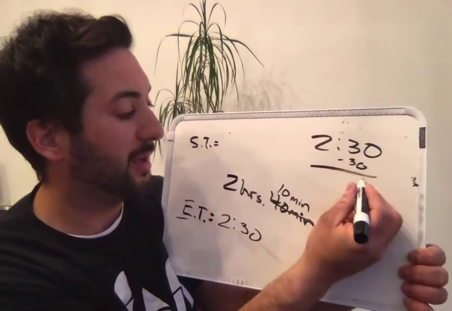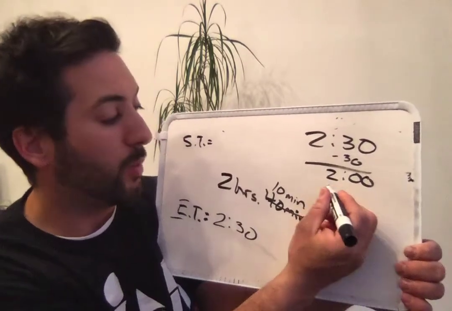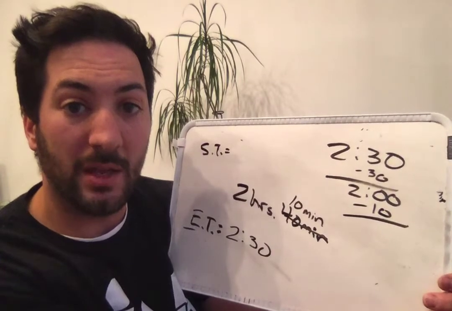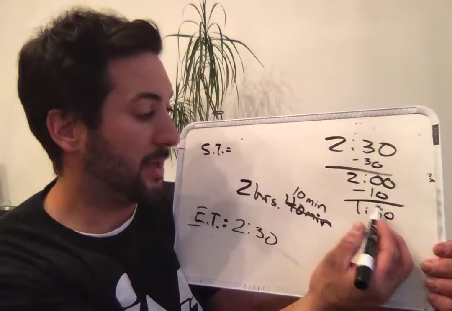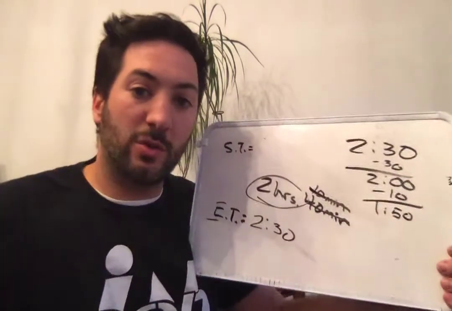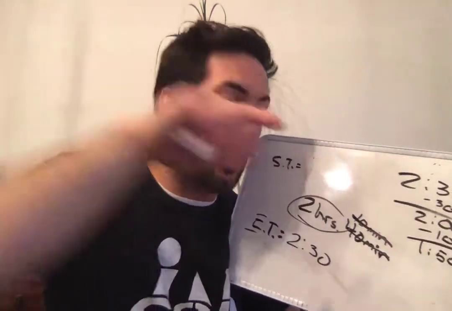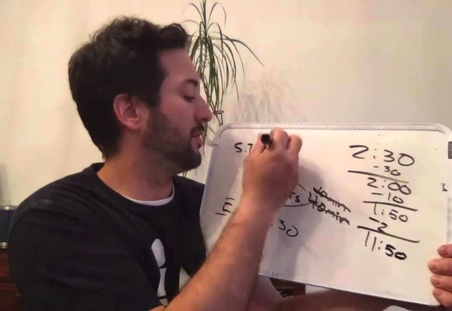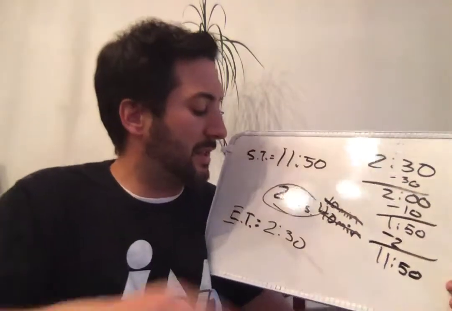So 30 minus 30 is 0. So I'm at 2 o'clock, but I have to take away another 10 minutes. What is 2 o'clock minus 10 minutes? 10 minutes before 2 o'clock would be 1:50. Right? Okay, good. Now I've taken off all my minutes. Take off 2 hours. 1:50, 1 hour before that was 12:50. Another hour before that was 11:50. Okay? A little bit tricky, but you guys can get it.